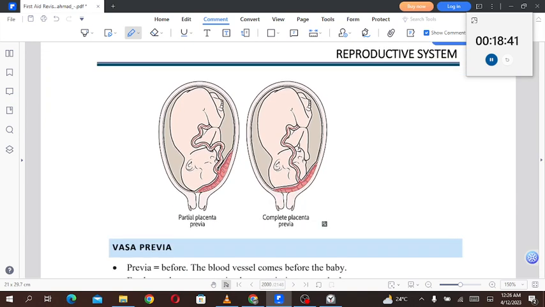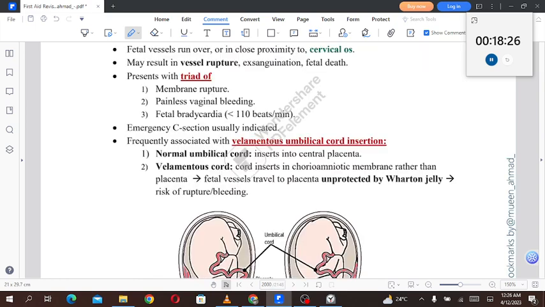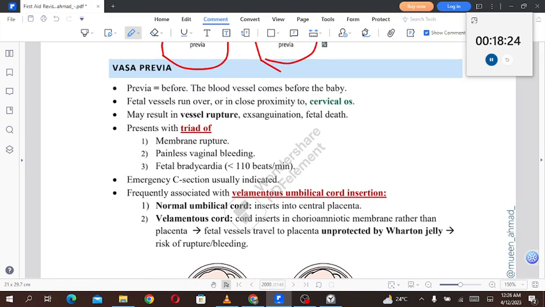So here you can see the placenta previa. It is partial placenta previa, in which the placenta is basically within 2 cm of the cervical os, or you can say that it is close to the cervical orifice. And here you can see it is complete placenta previa, where it is obstructing the cervical orifice. What is vasa previa? Previa means before, and the blood vessels come before the baby.